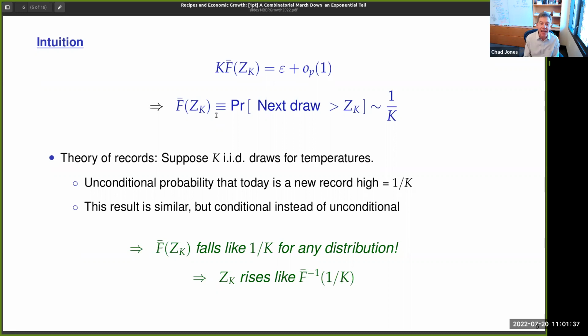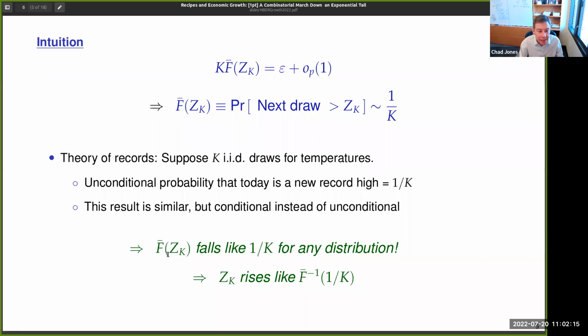Suppose you have k IID draws for temperature. Okay, we're keeping the record temperatures in Palo Alto. All right, and we've got k observations, k days of temperatures to draw from. Well, the unconditional probability that today's a new record high is just 1 over k. It's IID, so any day could be the record. If you've got k days, the probability that today's the record high is just 1 over k. Well, this result is similar, but it's conditional instead of unconditional. We're saying we've seen the max. We know the highest temperature is z_k. It's still, apart from noise, the probability that today's a record is kind of 1 over k.